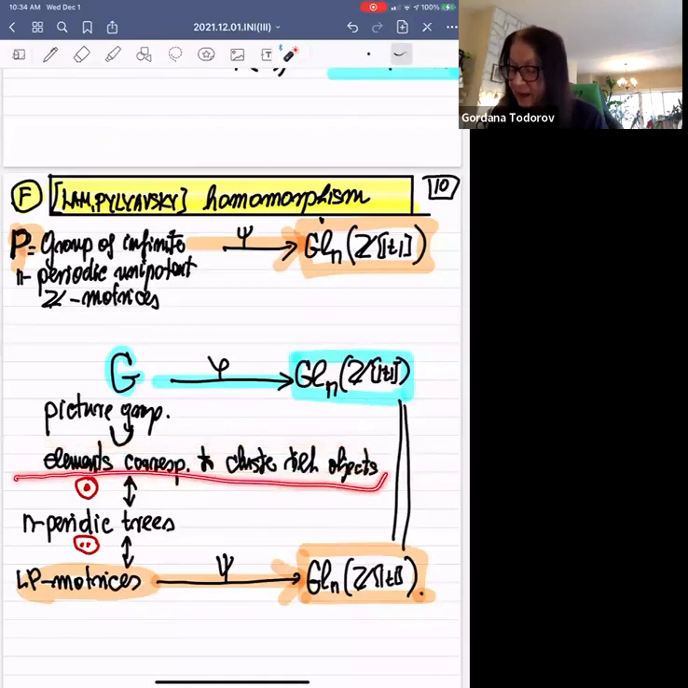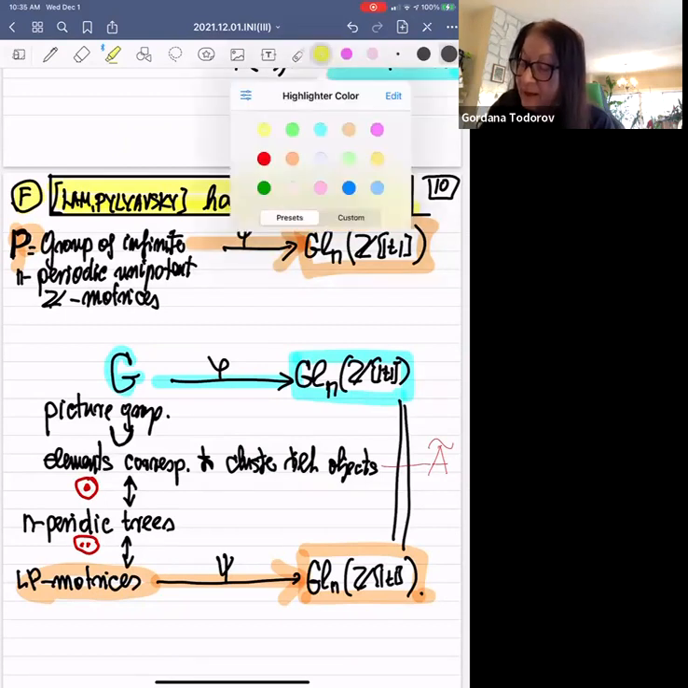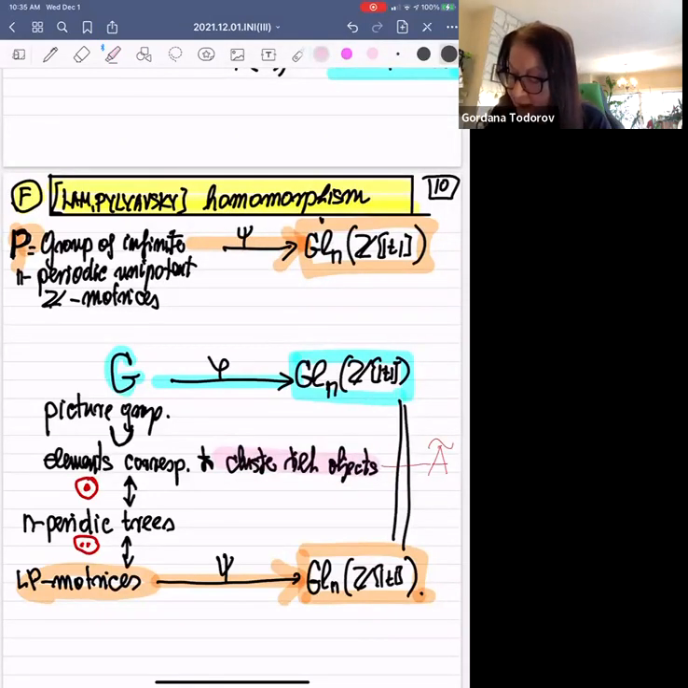So this is the first thing that I want to point out, which I pointed out in finite type, but this is what is used here. Now, the other part, which I'm not talking about here, is that cluster tilting objects over A tilde correspond to n periodic trees. So elements of the group correspond to cluster tilting objects, and cluster tilting objects correspond to n periodic trees. This is the part that I'm not describing at all.